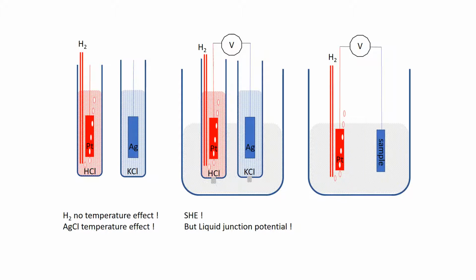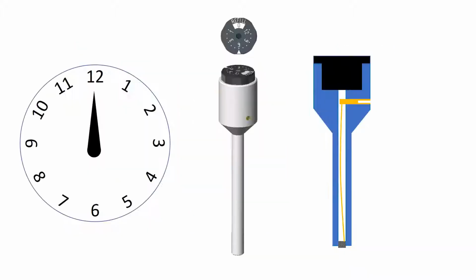A totally different approach is if you are using the reversible hydrogen electrode, which is immersed directly into the measuring solution, the same solution as your sample. This is a reversible hydrogen electrode. Again, this has no temperature effect, has no pH effect, and has no liquid junction potential. So, again, this is a very practical reference electrode.